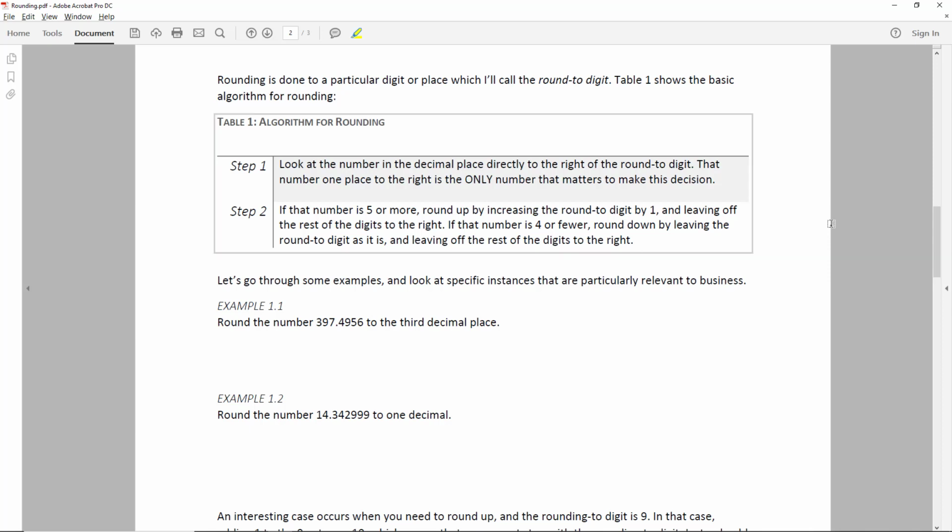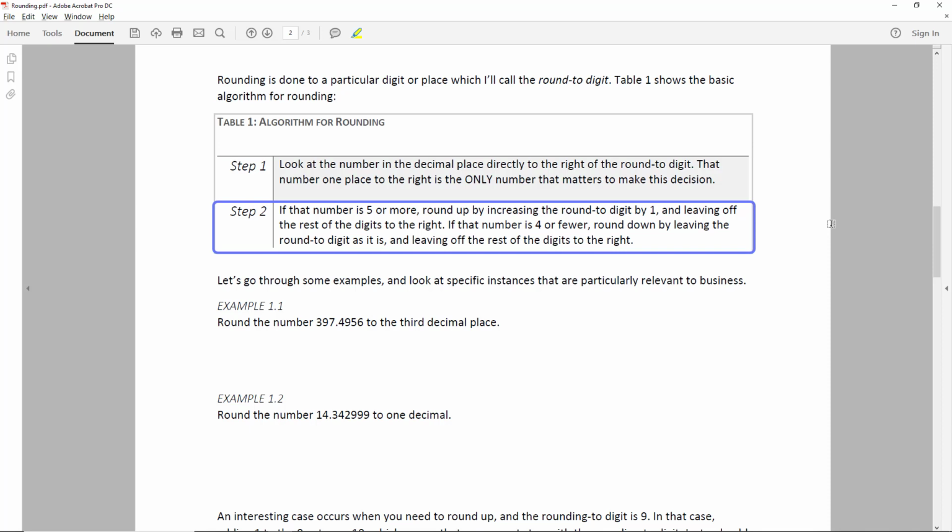So the algorithm is, step 1, you look at the number in the decimal place directly to the right of the round-to digit. So if you're rounding to the 3rd decimal place, you're going to look at the 4th decimal place. That number, 1 place to the right, is the only number that matters to make this decision. Many people think that you need to go all the way to the right and start rounding from there. You do not. You just need to look 1 place to the right.